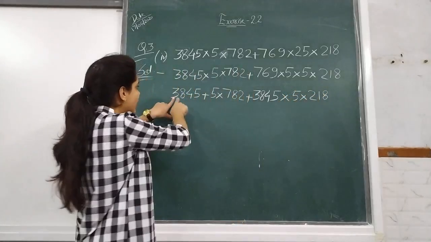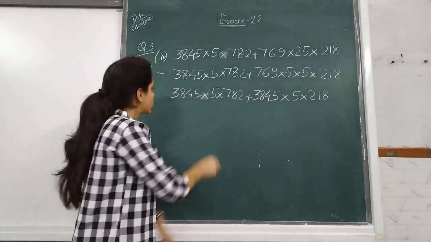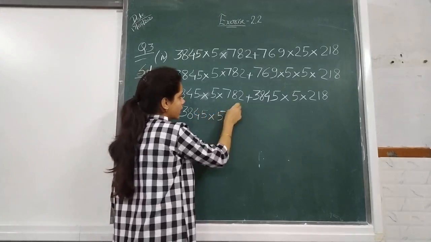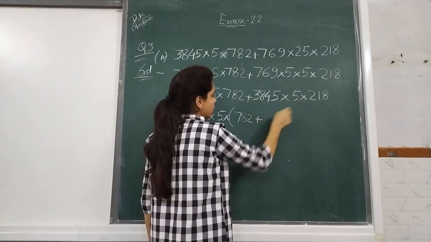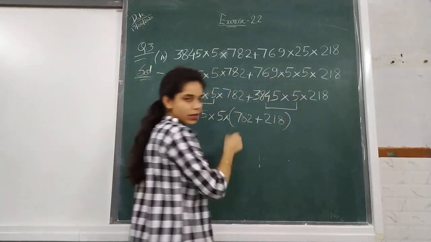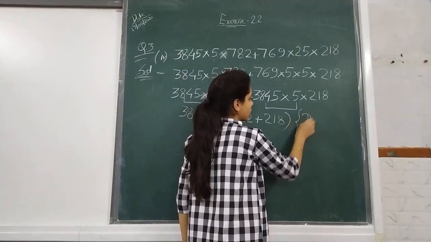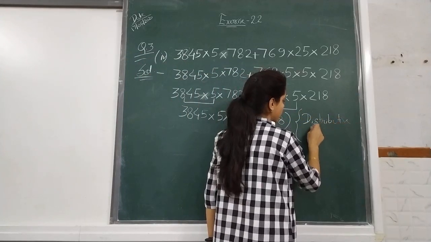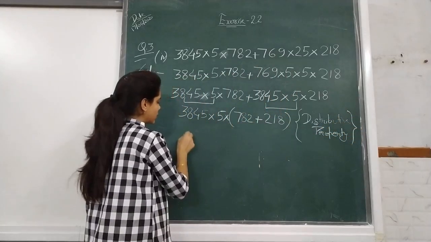Now 3845 into 5 is common in both the terms, so we can take it common by applying distributive property. Now 782 plus 218, because these terms are common in both the terms, so we can take this common by applying distributive property. Understood everyone?